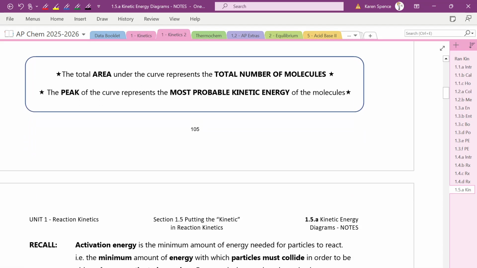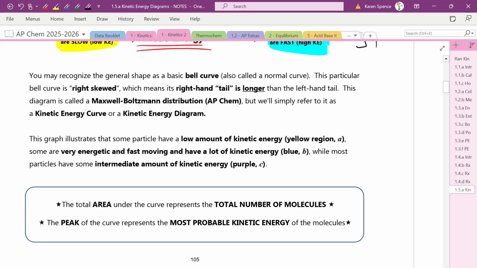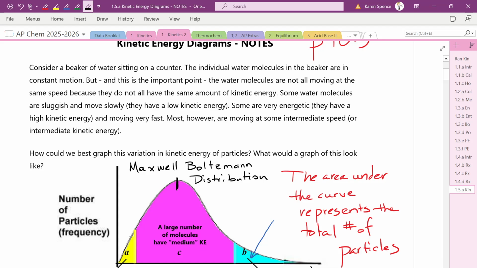Yeah, we talked about that already. The area under the curve represents the total number of molecules. The peak of the curve, right here, is the most probable kinetic energy, the amount that the most particles have, okay? So if you were to sample any molecule, at all of the different speeds, you would most often run across that particular kinetic energy right there.